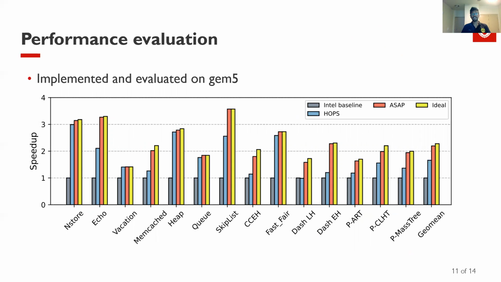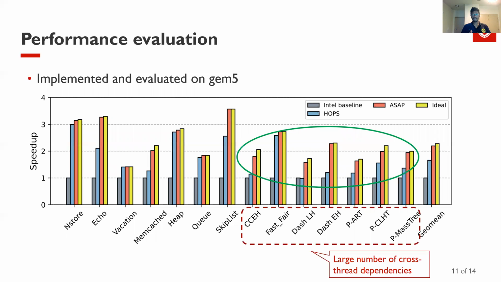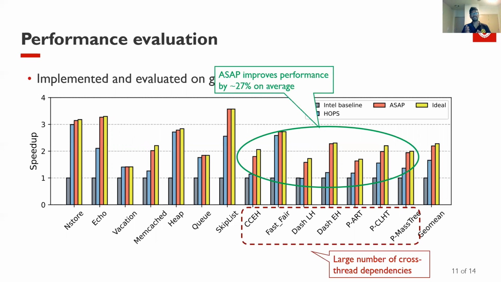The graph on this slide shows various workloads along the x-axis and the speedup normalized to the Intel baseline systems on the y-axis. For applications with a large number of cross-thread dependencies, prior designs are unable to achieve high speedups compared to baseline. ASAP is, however, able to flush writes from all threads concurrently and therefore improves performance by about 27%.